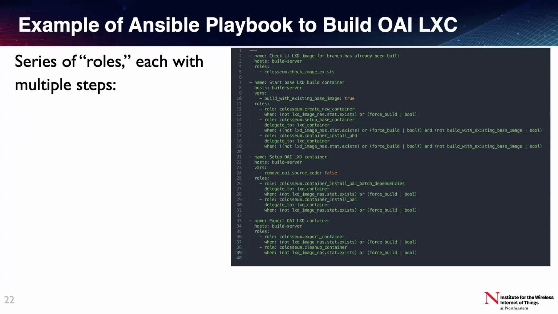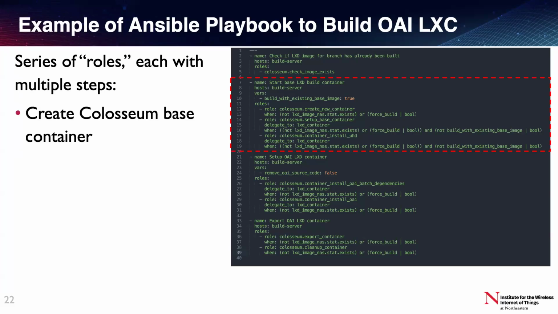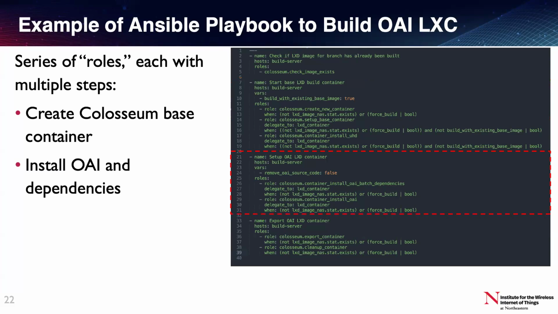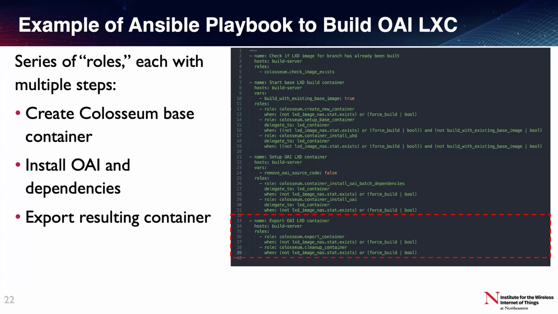A series of roles, to talk in Ansible jargon, and each role has different steps, so different sub-steps. A role can be, I want to create a basic container for the Colosseum infrastructure. Then another role can be, I want to install the dependencies that are required by my software. So for Open Interface, in this case, since this is the playbook, the task for the Open Interface workload. And then after a while, once this ends, I want to save or export my container image so that I can then deploy it on my infrastructure and run some tests.